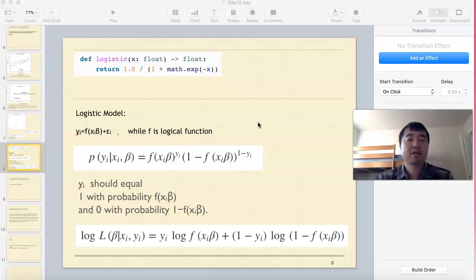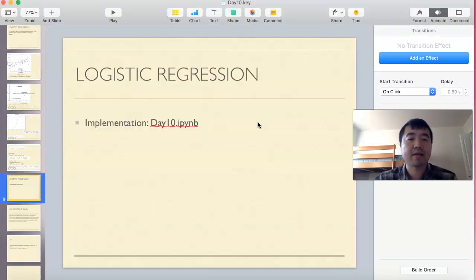Okay, now let's take a look at some implementations.